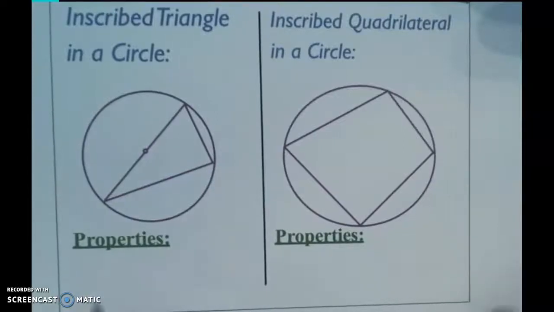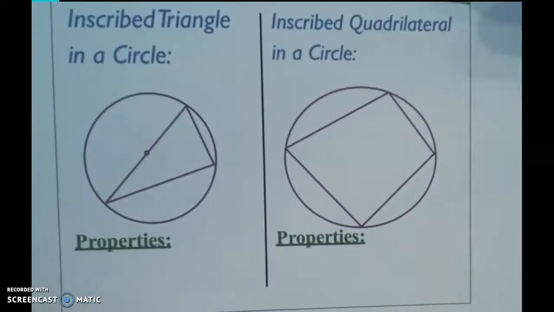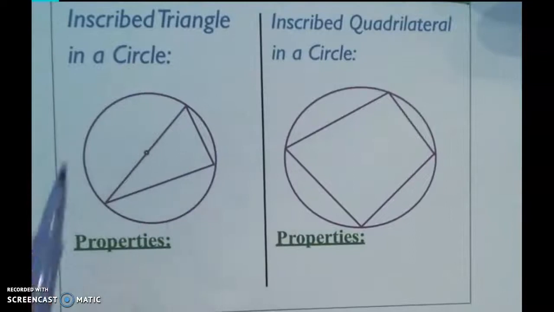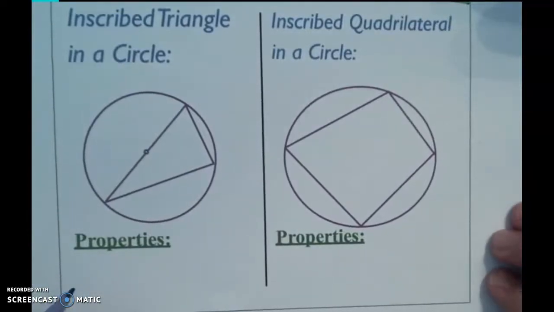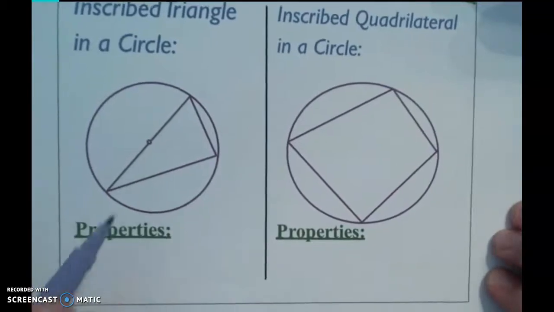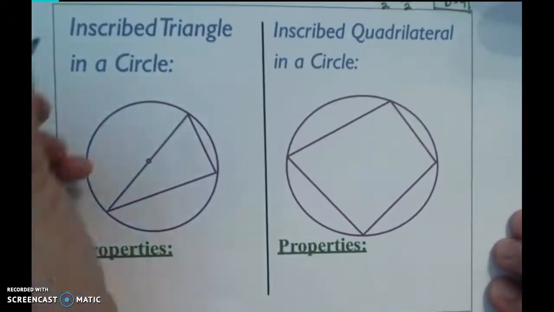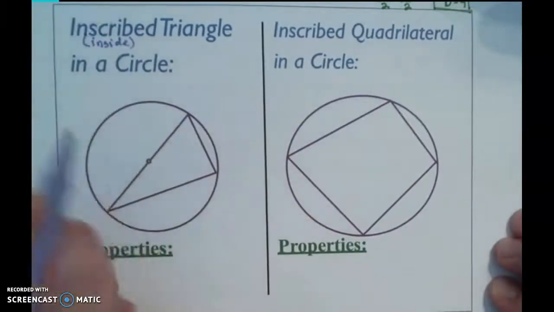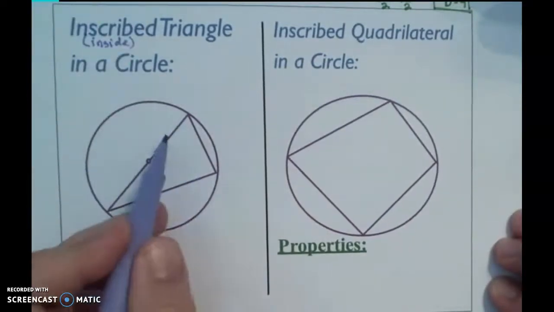Okay, we are going to finish up the last part of the lesson today, and we're going to be talking about inscribed triangles in a circle and inscribed quadrilaterals in a circle. And there's a couple properties that we need to refresh our memory on by doing so. So the first thing, when we have an inscribed triangle, think of that as inside. So our triangle is inside the circle.